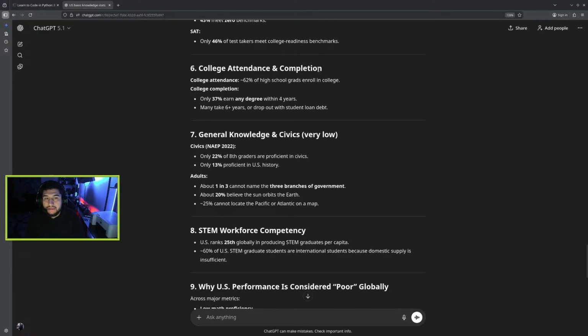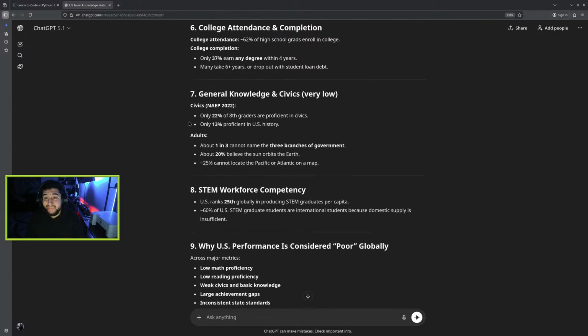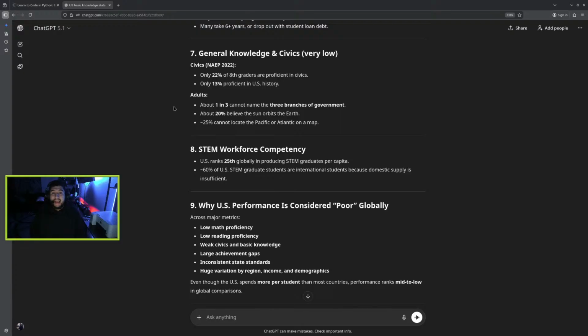College attendance and completion. College attendance: 62% of high school grads enroll in college. Only 37% earn a degree within 4 years. Oof. Many take 6+ years or drop out with student loan debt. Yup. General knowledge and civics, very low. Civics NAEP from 2022: only 22% of 8th graders are proficient in civics. Only 13% proficient in U.S. history.